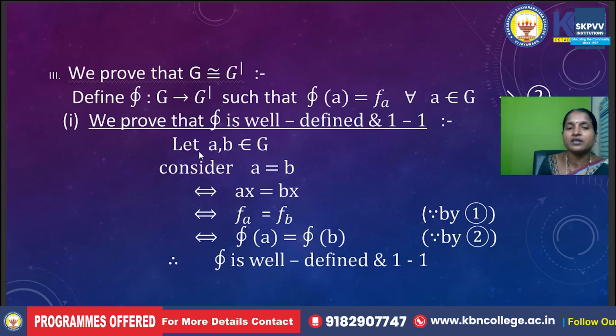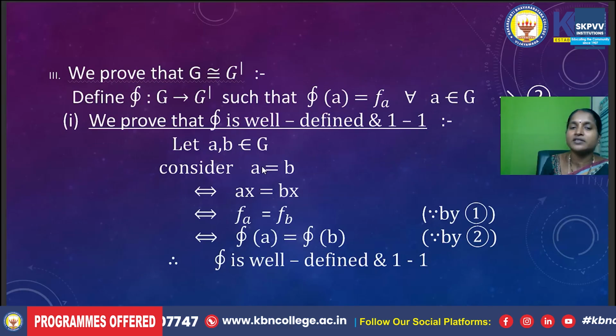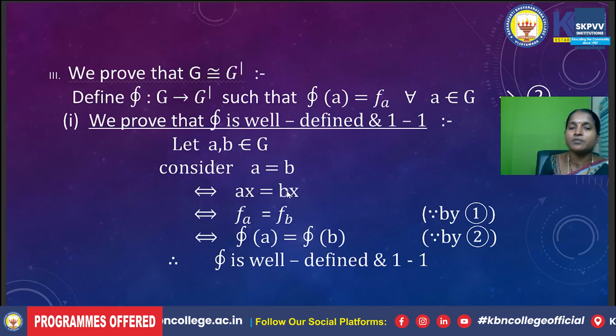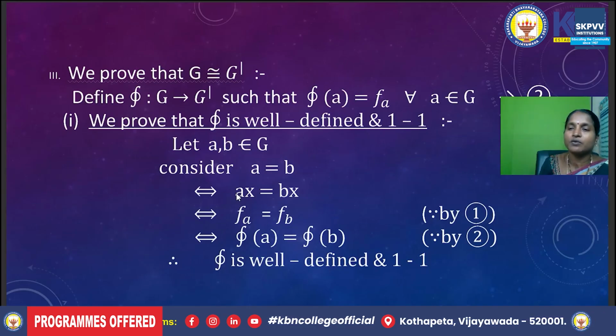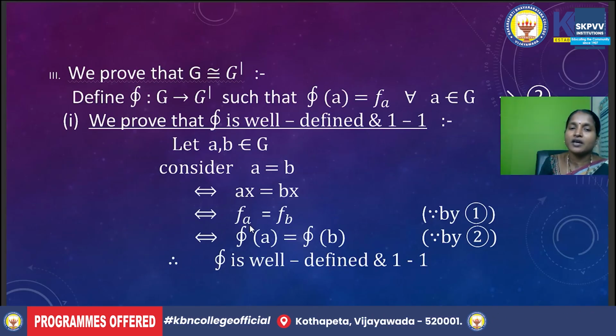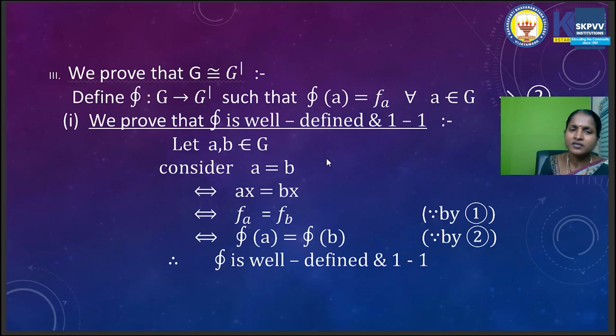First we consider two elements, let a, b belong to G. First consider well defined: a is equal to b, multiplying on both sides by x. From the definition, f_a of x is equal to a·x, so you can write it as f_a, and b·x as f_b. From the above definition, f_a is phi of a and f_b is phi of b, so phi of a is equal to phi of b. So if a is equal to b, then phi of a is equal to phi of b. So phi is well defined. Is it clear?